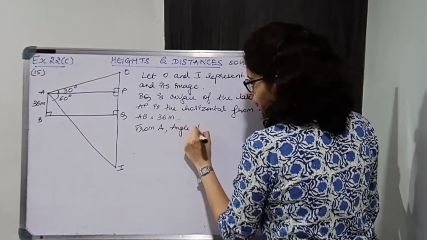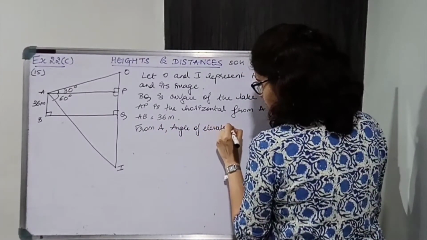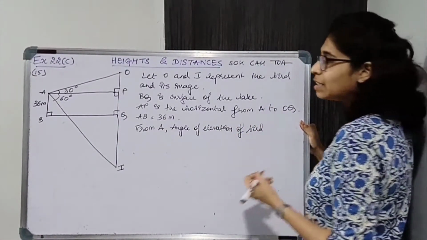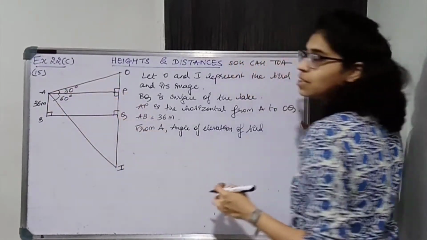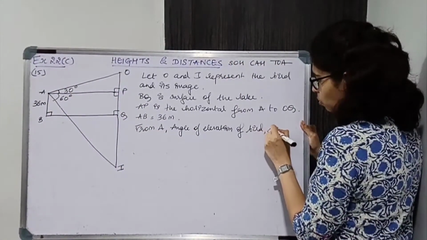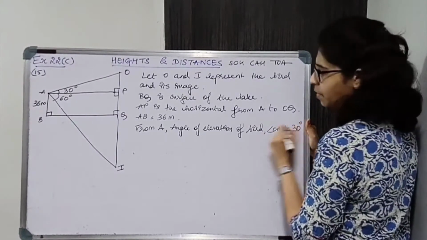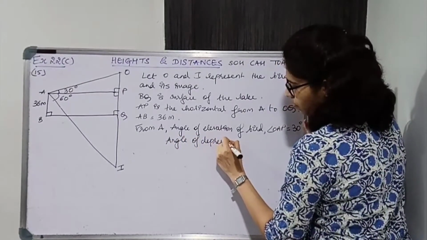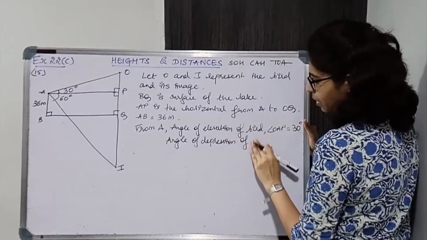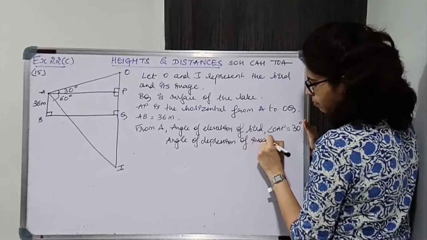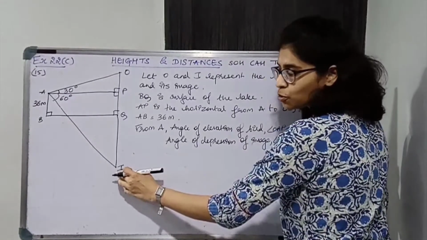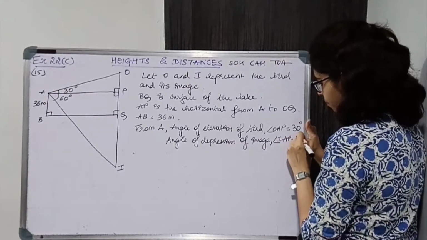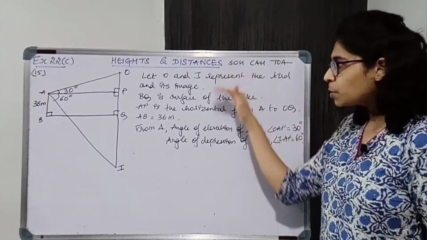Now from A you are observing O and I, so from A, the angle of elevation of the bird is 30 degrees, so angle OAP is 30 degrees. Now you are observing the image, so the angle of depression of the image of the bird, that is, this is the image, so angle IAP is 60 degrees, okay. So all this information is important.